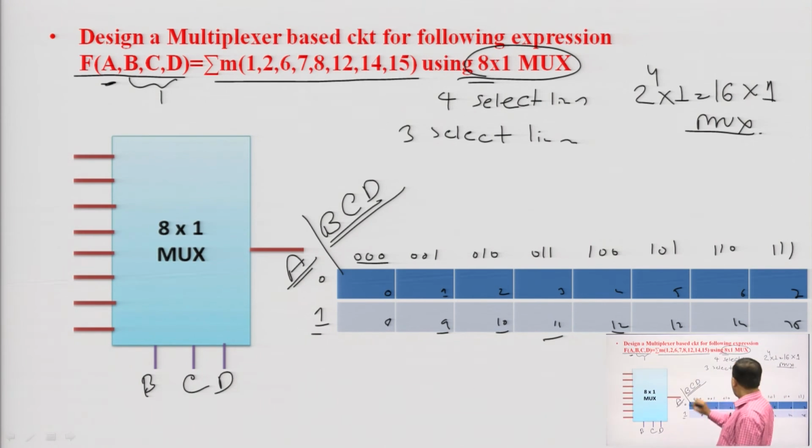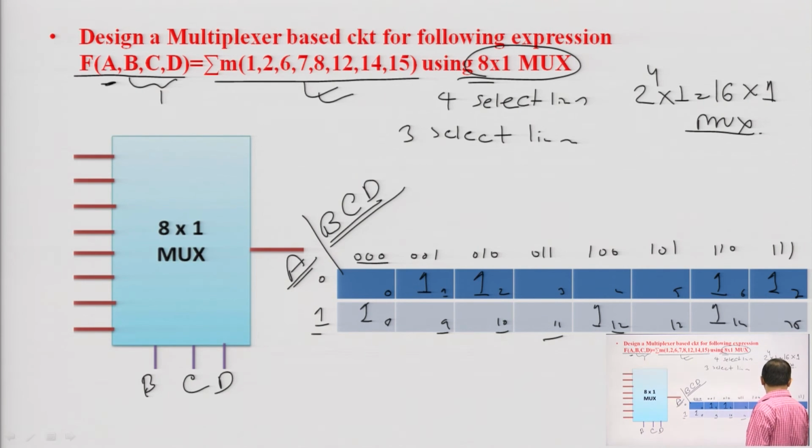Okay. So, why are we doing this format? We have to put these values, meaning the output is 1 for these minterms. So, we put 1 for 1, for 2 it is 1, for 6 it is 1, for 7 it is 1, for 8 it is 1, for 12 it is 1, for 14 it is 1 and for 15 it is 1. So, now if we check here, this is the most important part of this type of problem.